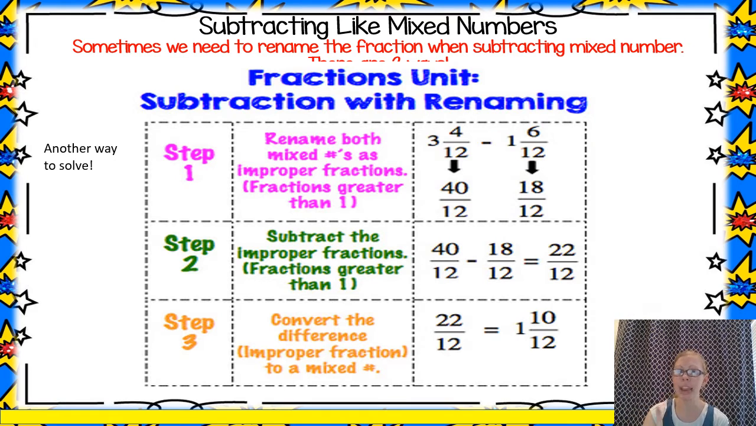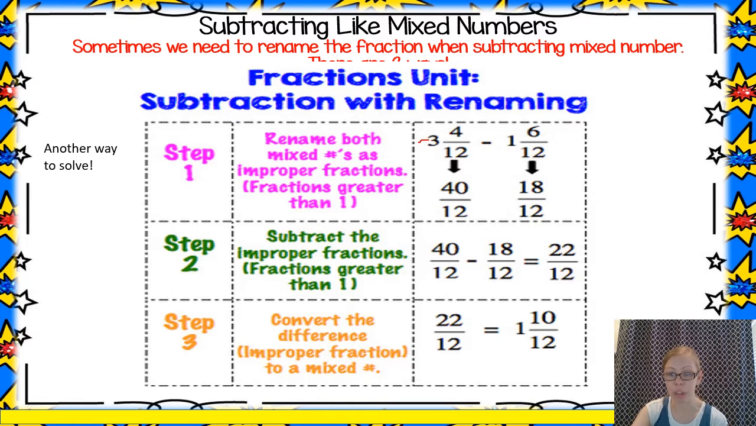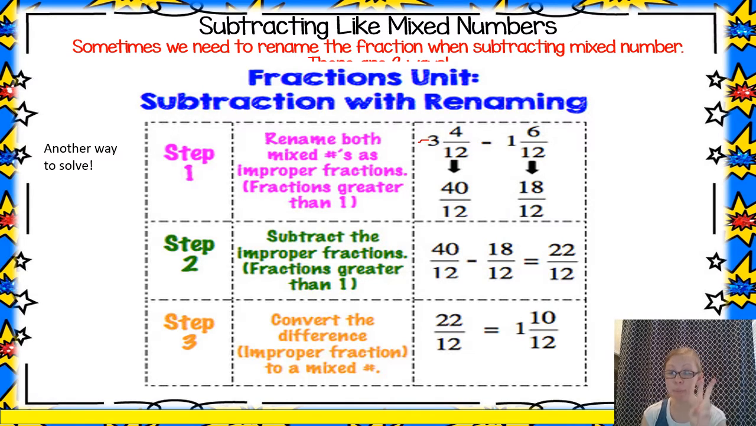Another way you might think about this is by changing the mixed numbers completely into an improper fraction so that you just have fraction subtraction problems. So in this problem here, 3 and 4/12 minus 1 and 6/12, same thing we noticed, common denominators. However, I can't do 4 minus 6. So I can change both of these into improper fractions and then subtract.